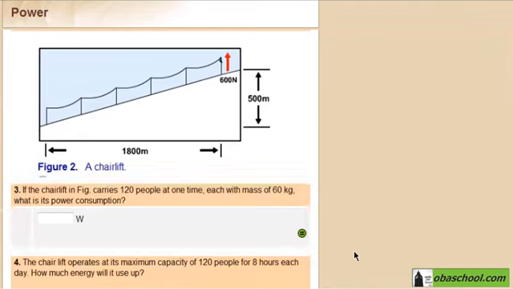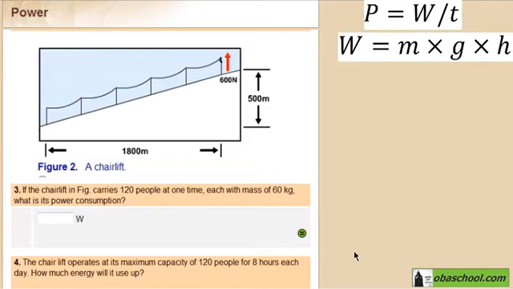Yes, the power is calculated from the equation: the energy, or the work done, divided by the time taken. Here, the energy is gravitational potential energy, which is calculated from the equation mass multiplied by the gravitational strength multiplied by the height. The mass here is 60 kg for each person, so the total mass is the number of people multiplied by the 60 kg, the mass of each individual.